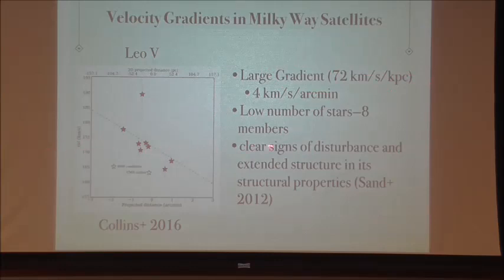The average velocity of the galaxy is about 170, and then there's this large gradient that's observed along this axis. The other thing is that there's some evidence based off the photometric properties of the galaxy that it's having an interaction with the Milky Way. The problem, though, is that you're drawing a gradient off of 8 stars. So what we wanted to do is say, how significant is this? How likely are you to get this in a null model?